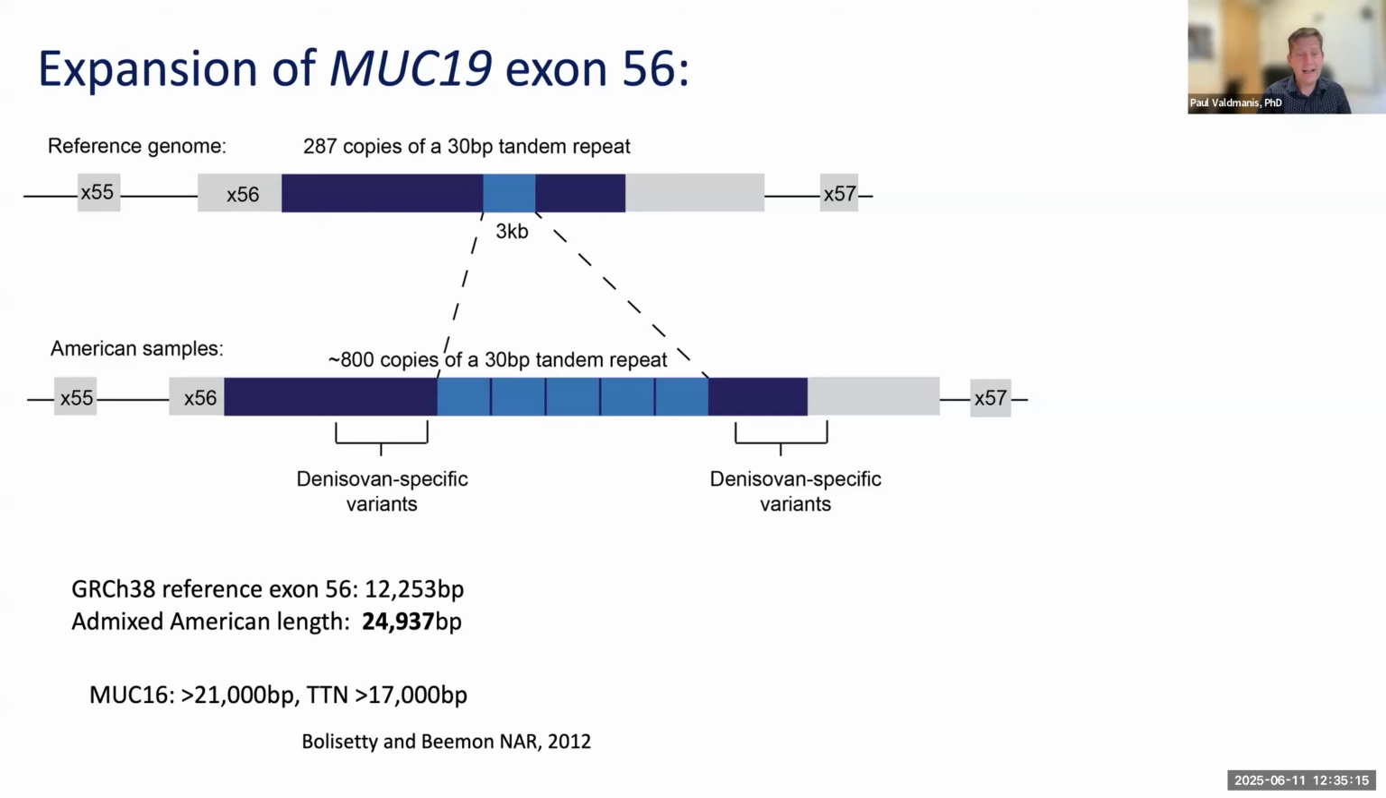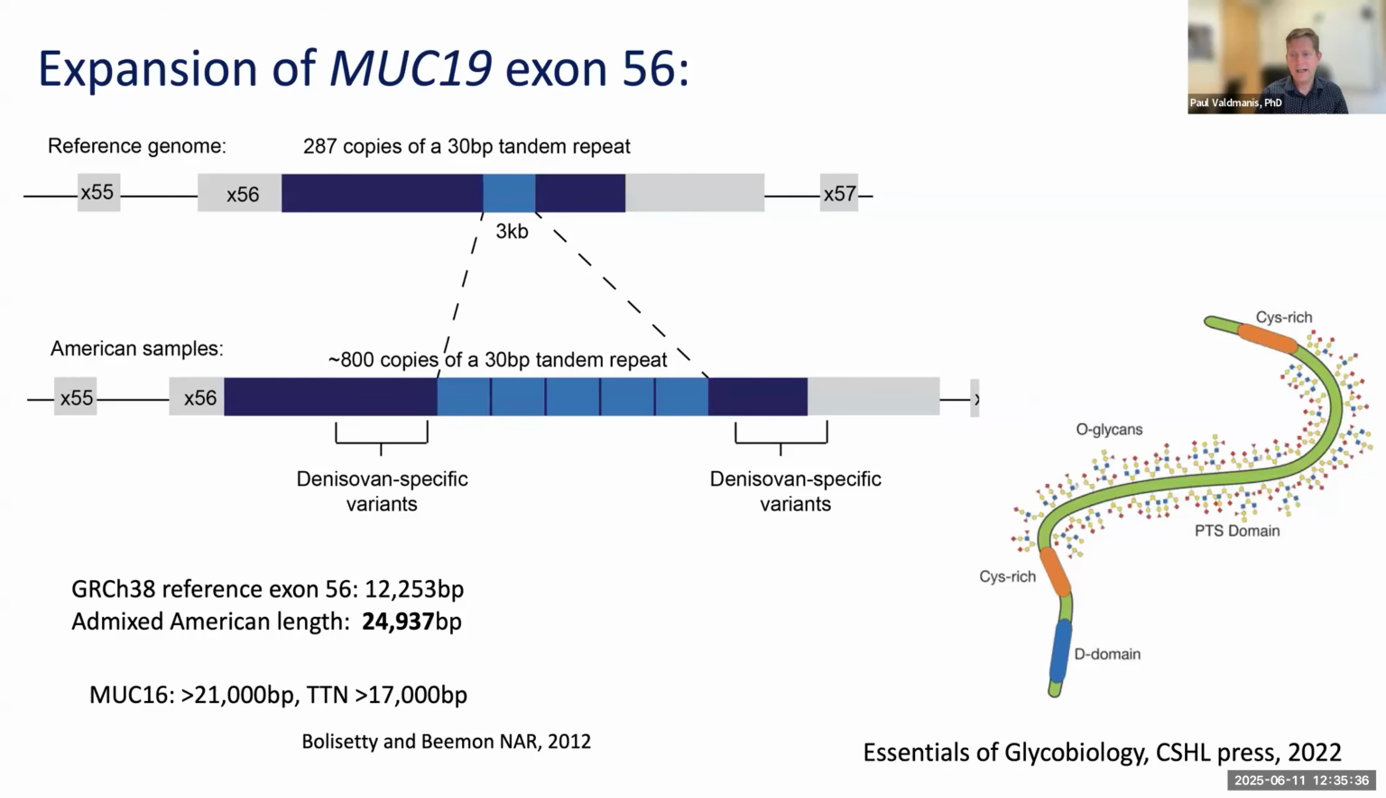What's really neat is that, up until this point, some of the largest coding exons in the human genome include another mucin, MUC16, which is 21,000 base pairs in length, and titin, which is 17,000 base pairs. This expansion leapfrogs these to generate one of the largest coding exons in the human genome. This coding exon is involved in the glycosylation of PTS amino acids, so it's a PTS domain that's involved in this mucin.